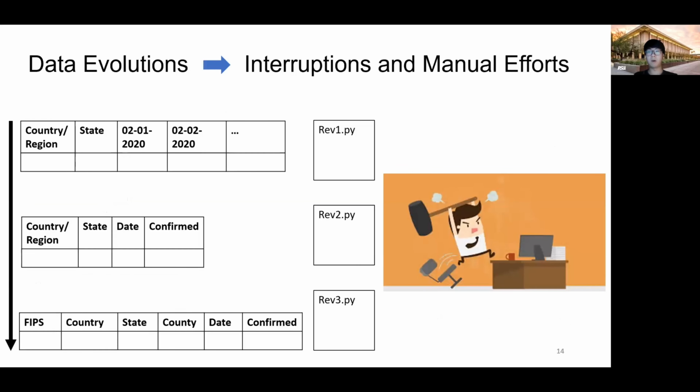Each time data evolves, it may break the data integration pipeline, and the programmer has to spend time debugging and fixing the problem, which may take a lot of expensive manual effort and cause delays and interruptions to the data integration and analytics process.